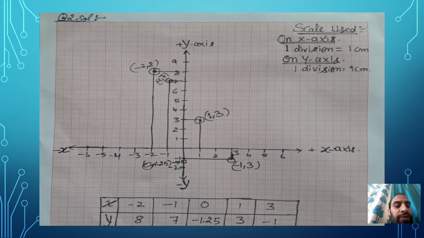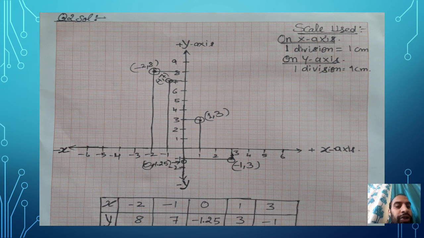The next point you have is -1 and 7. Once again, -1 is on the left-hand side of the origin, that is -1 on the x-axis. Draw a line from -1, and 7 is from the y-axis, and join them where they meet each other. That point is (-1, 7).